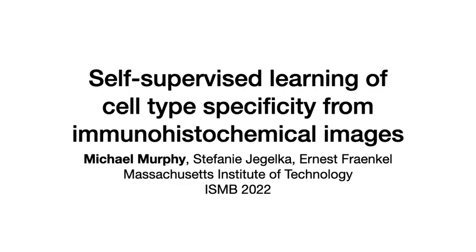My name is Michael Murphy, and I'm a PhD student at MIT, where I am co-advised by Professors Stephanie Jegelka of Computer Science and Ernest Fraenkel of Biological Engineering. Today, I'm going to present our work on using self-supervised learning to classify immunohistochemistry images by cell type specificity.